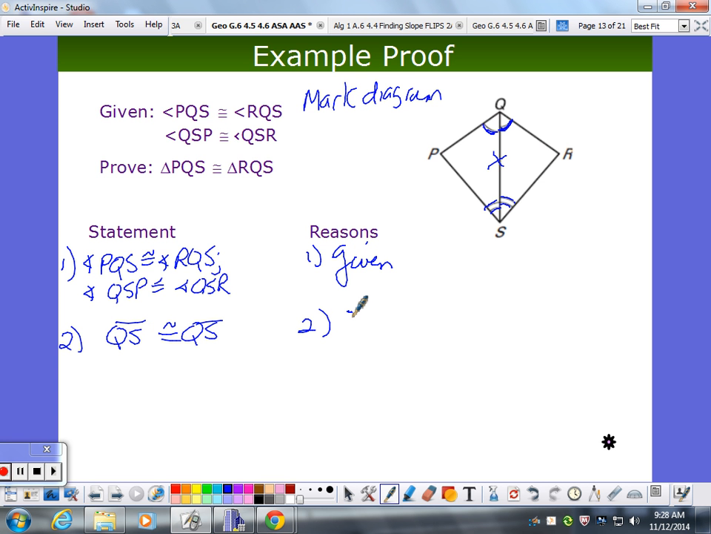So what are you hanging here? What's the reason? What's the reason? Everybody should know it. Raise your hand if you know it. Yeah, raise your hand if you know it. Because I'm calling on you if you don't. Oh, every hand just went up. Hi, my friend. Why is QS congruent to QS? You did know it.